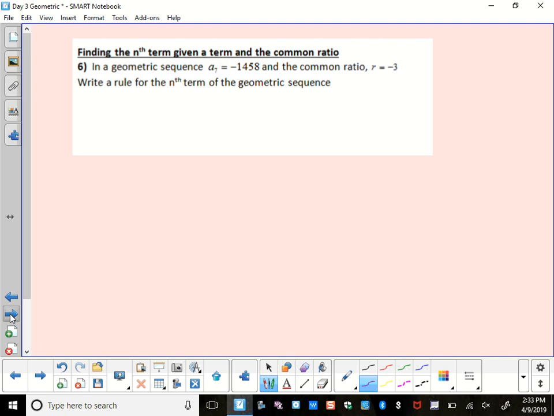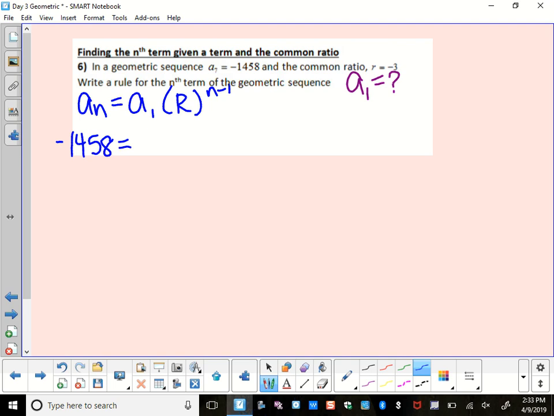Alright, so now we have a problem where they give me whatever term I need, but they want me to write a rule. I can't write a rule without having my first term. That is a necessity for writing my rule. So let's write our explicit formula for geometric. And because we're working backwards, we're going to pretend that we're already plugged in for our seventh term. So my seventh term is 1,458. I don't know my first term.